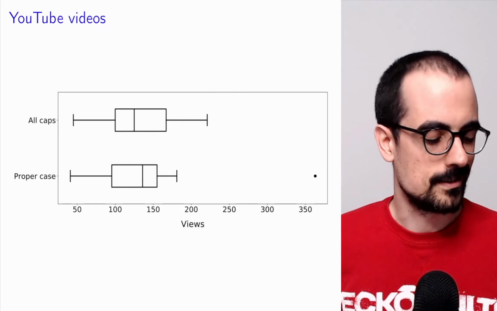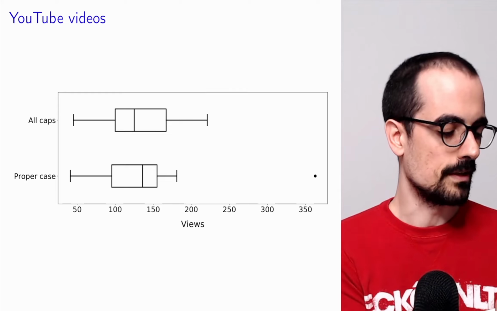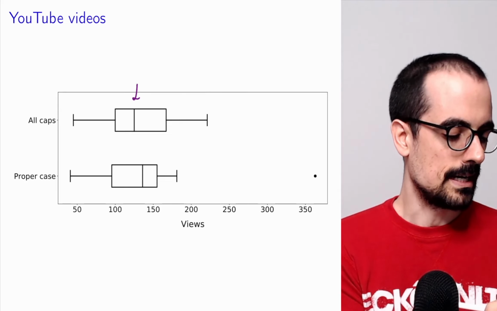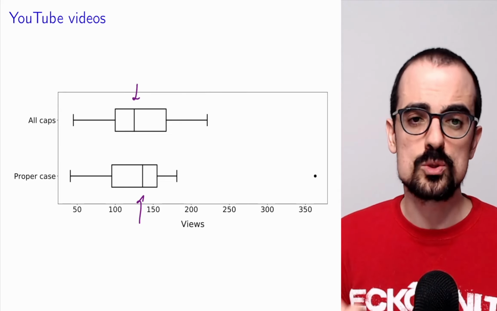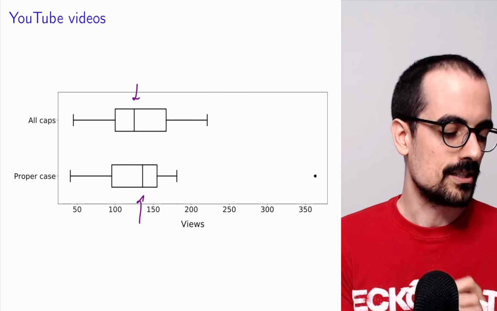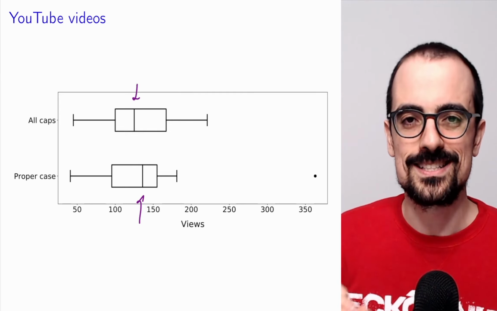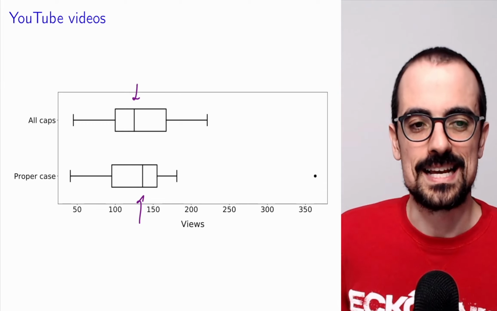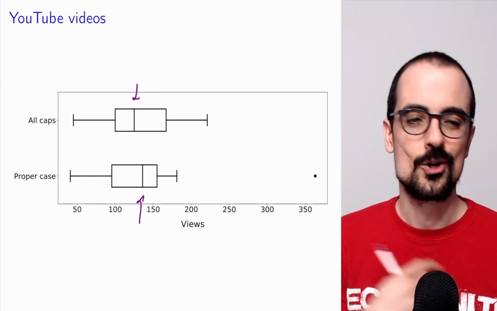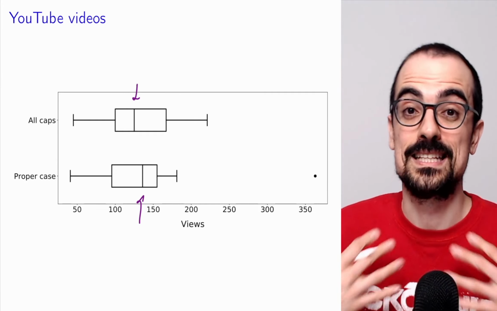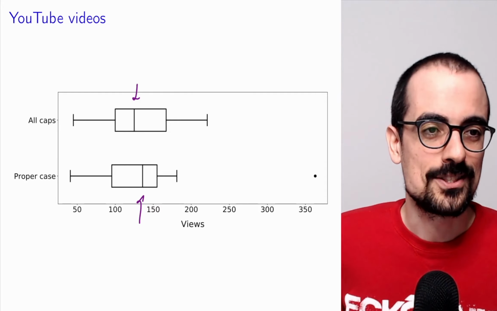This is the box plot of the views of the videos with all caps and the videos with not all caps. In fact, the median for the proper case, non-all caps titles is slightly higher. So we can really conclude that all caps really makes no difference, at least for my type of videos. And that's all I got.